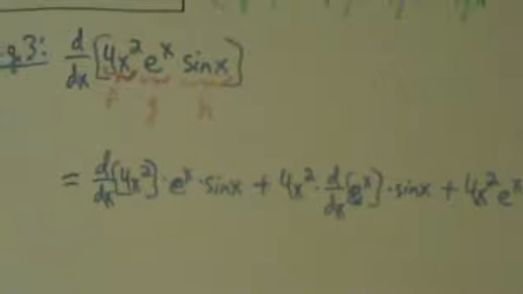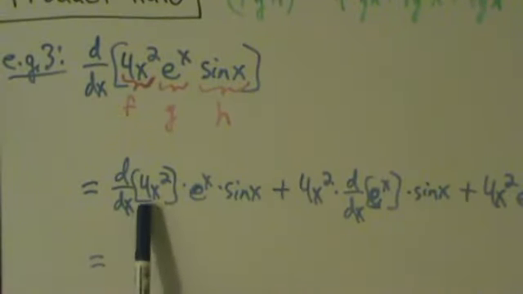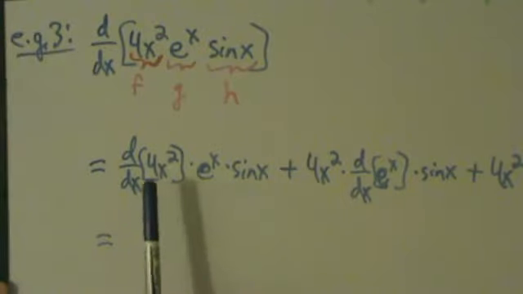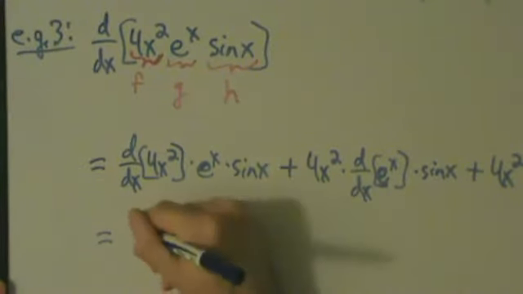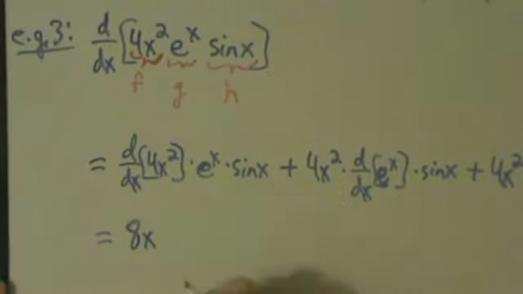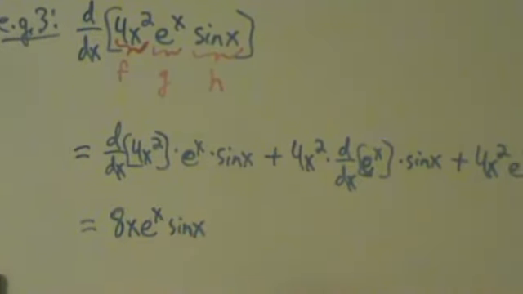Okay, so going back over here, d dx of 4x squared, now we can just pull the 4 out of this, right? And that's going to be 4 times the derivative of x squared. And what's the derivative of x squared? It's 2x. So we have 4 times 2x, which is 8x. And then we still have e to the x and then sine x. So that's our first term just done.